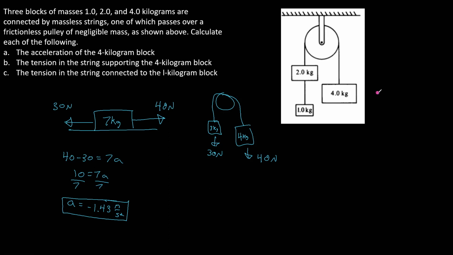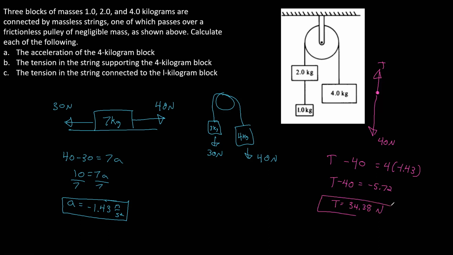So for the 4 kilogram block, I would have tension up and the 40 newtons of gravity down. So up minus down equals m times a. So when I want to find the tension, I look just at the 4 kilogram block, and that gets me 4 times negative 1.43 is negative 5.72. And then if I add over 40, I get a tension of 34.38 newtons.